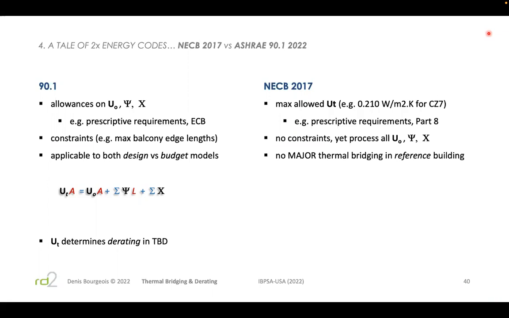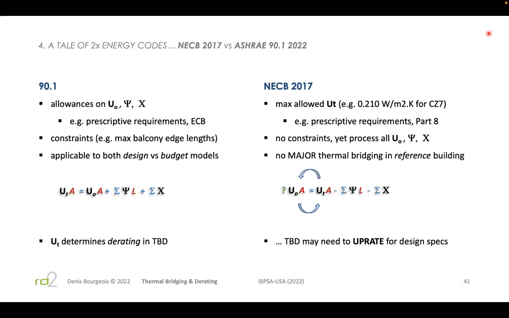So this would apply to the prescriptive requirements as well as part 8, which is the equivalent of ECB for your proposed building. So that's the equivalent in ASHRAE of your design building. There are no additional constraints, but you do need to process all the U factors, all the U naught factors, the psi factors and chi factors in those calculations to determine if you're compliant to code. If you're using part 8, well, there's simply no major thermal bridging in the reference building. So it's kind of a perfect wall. So I'll go into some detail what this means.